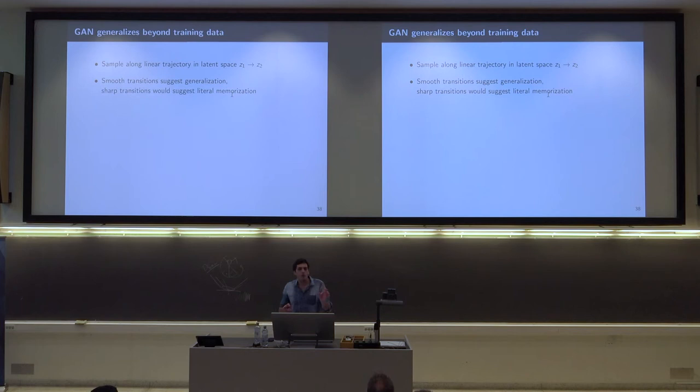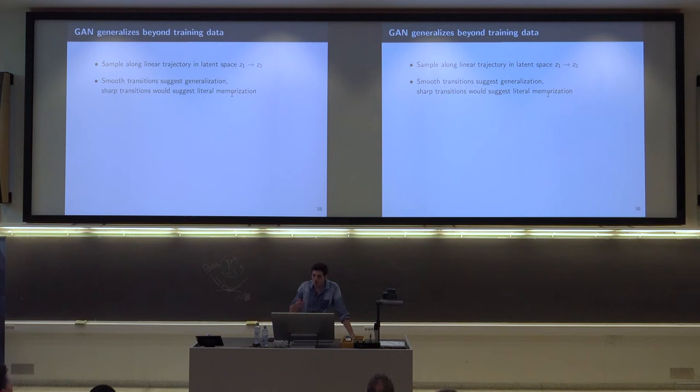If it has just memorized images that were in the training data without learning something useful, you expect to see sharp transitions. For a whole region of the subspace, it will produce one image, and when you jump to the other region, it jumps to the other image. So that's one way of checking that the network has learned something useful. GANs are not easy to evaluate, so you have to resort to tricks like this.